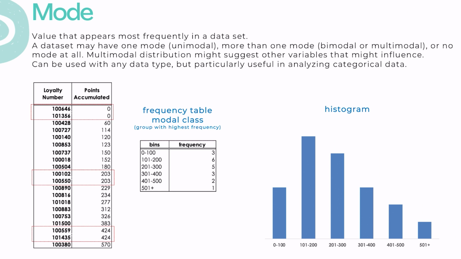It might have more than one mode. If two, it will be bimodal. If more, it can be multimodal. There might be cases when there is no mean at all, no mode at all. That's also possible. Let's look now at our example.